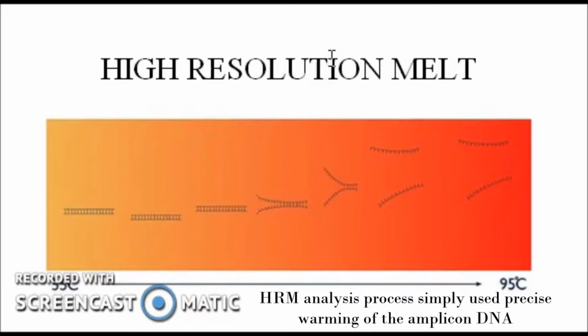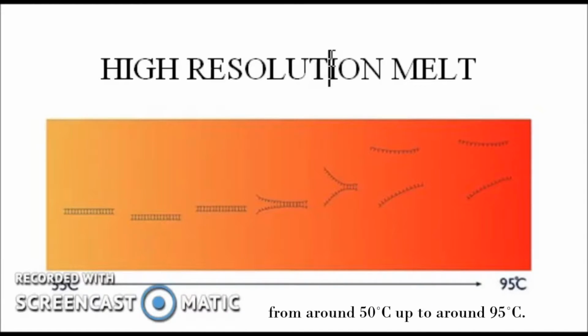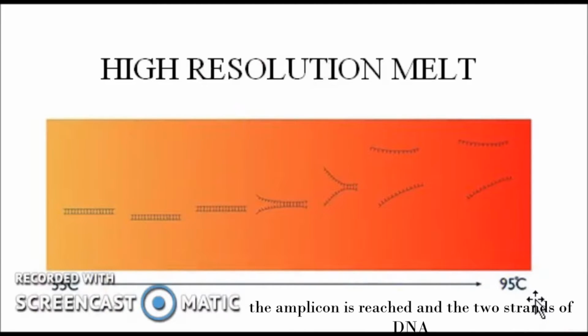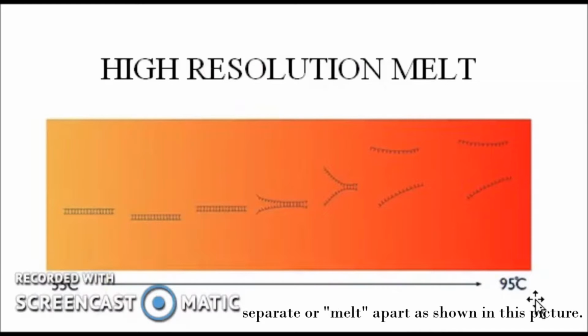HRM analysis process simply uses precise warming of amplicon DNA from around 50 degrees Celsius up to 95 degrees Celsius. At some point during this process, the melting temperature of the amplicon is reached and the two strands of DNA separate or melt apart, as shown in this picture.